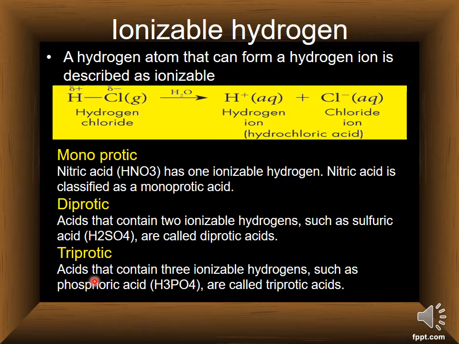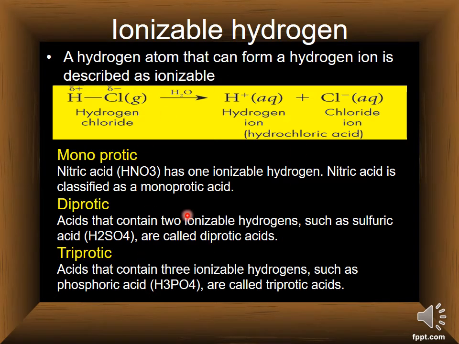Now the third one: acids that contain three ionizable hydrogens, such as phosphoric acid, are called triprotic acids. Look at the formula of phosphoric acid, H3PO4. How many hydrogens are there? Three, and all three are ionizable. So with water it donates all three hydrogen ions and becomes ionized. That's why it's called a triprotic acid.